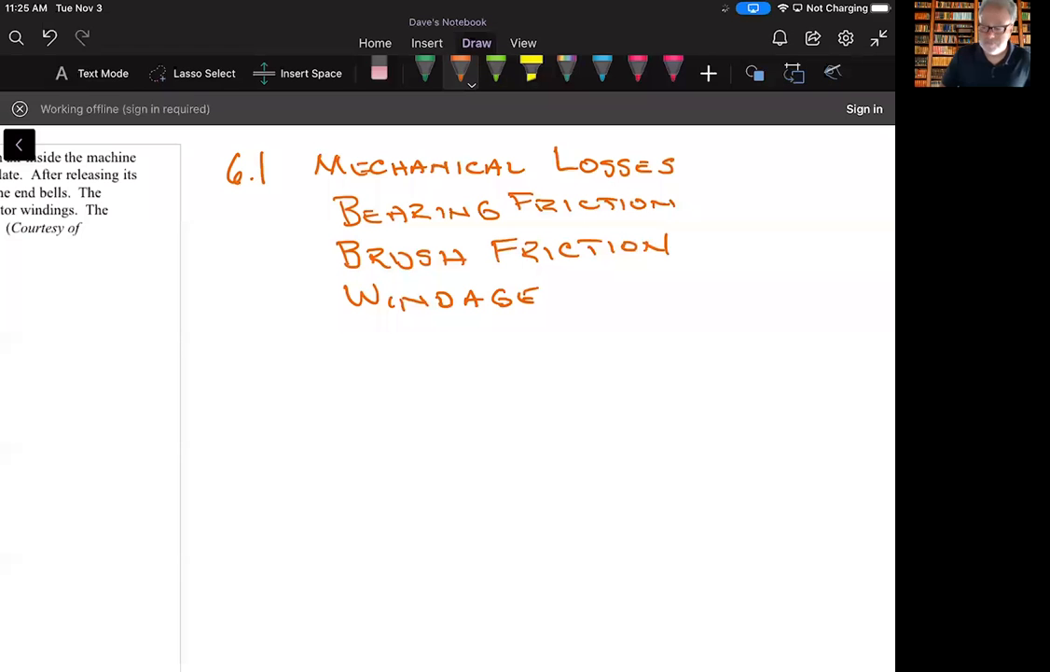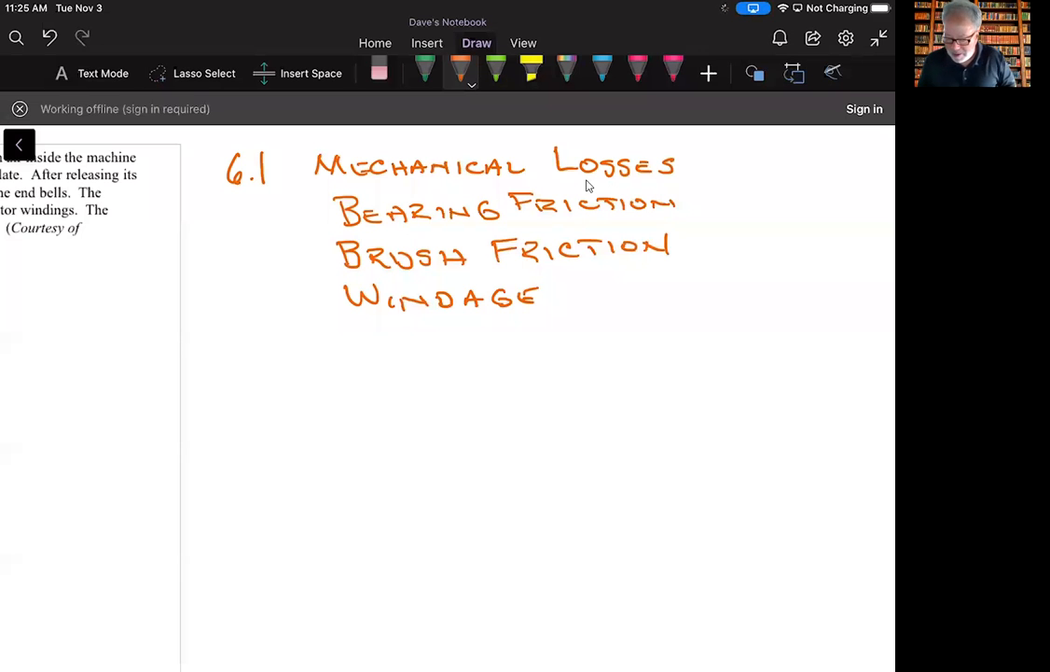Section 6.1 is called mechanical losses. Mechanical losses, when we're talking about electrical machines, are comprised of three things, he tells us: bearing friction, brush friction, and something called windage. Let's look at each one of these individually and define exactly what they are.